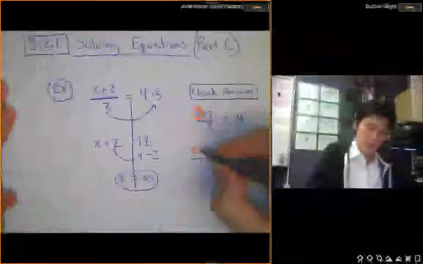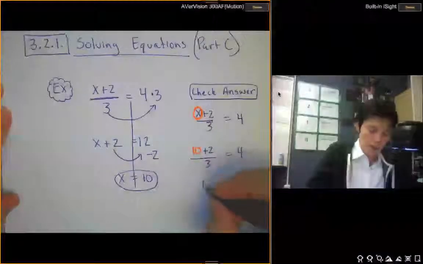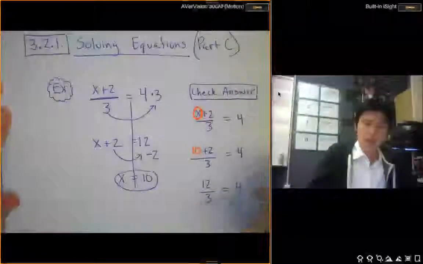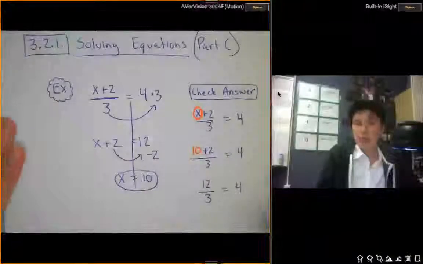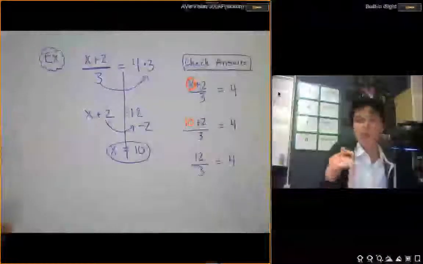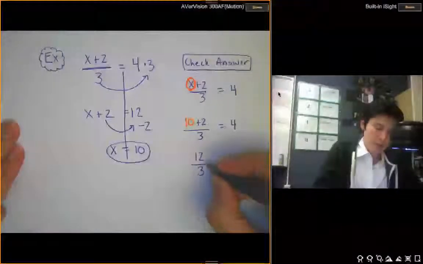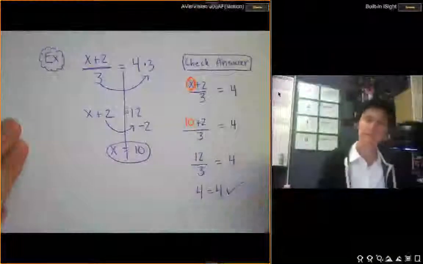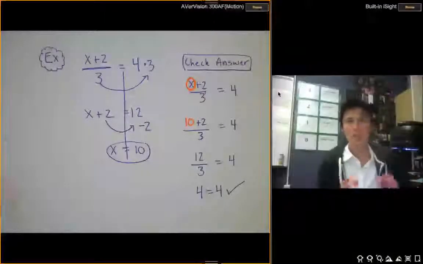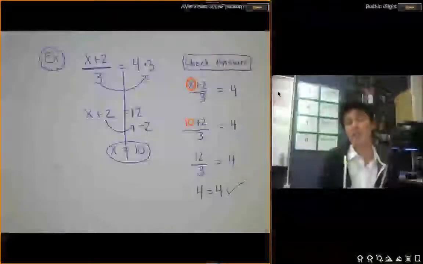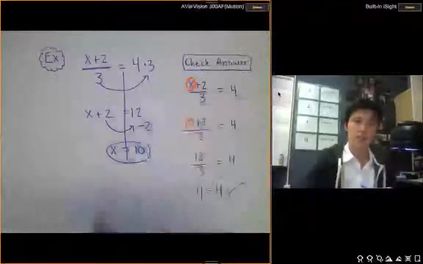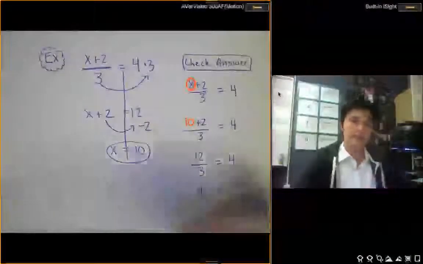And do the math and see if it's right. 10 plus 2 is 12. So I have 12 over 3 equals 4. And with fractions we mean division, so 12 over 3 means 12 divided by 3. 12 divided by 3 is 4. Sure enough, 4 equals 4. Check. Alright, so we did everything good. And my work looks like a level 4. It's pretty advanced at the moment because I checked it and solved it. Two things going on there.